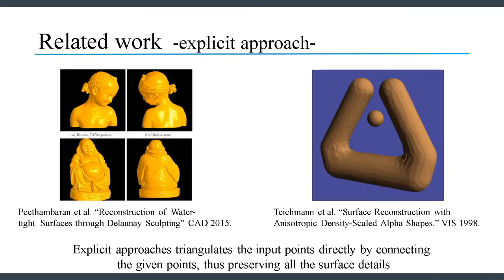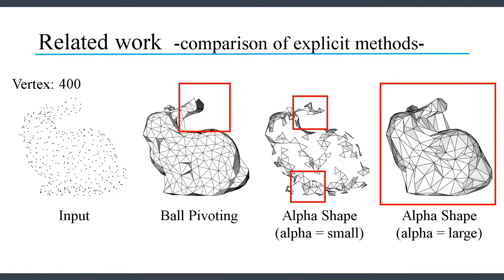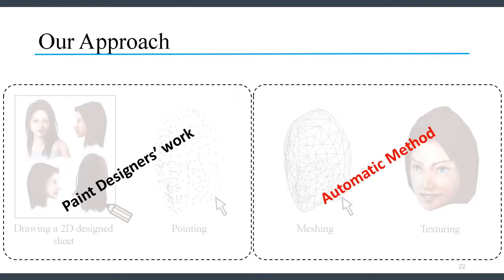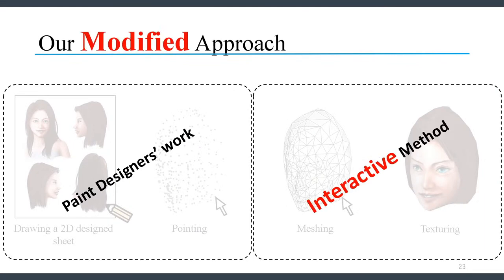Next, we also investigate explicit approaches, which connect the given points directly. These methods' advantage is that it is easy to preserve all the surface detail. We also tried to apply them to the manually designed point data. However, their results also have some artifacts like this. We think the advantage of the explicit method is probably right, but the quality is not enough. Therefore, instead of full automatic mesh generation, we consider an interactive method to design 3D meshes from point data.